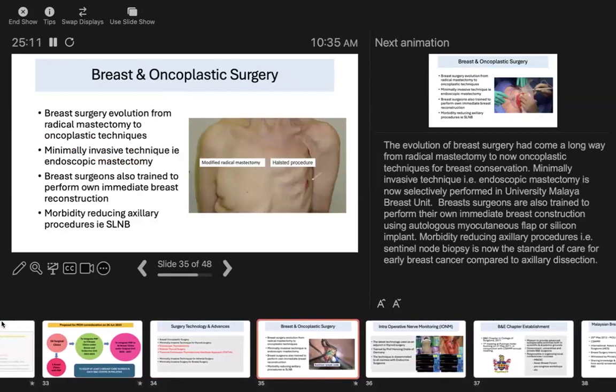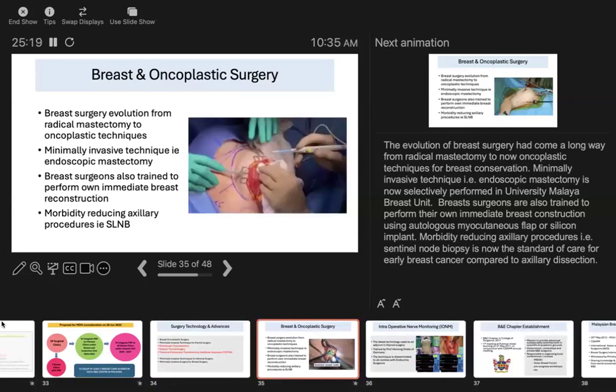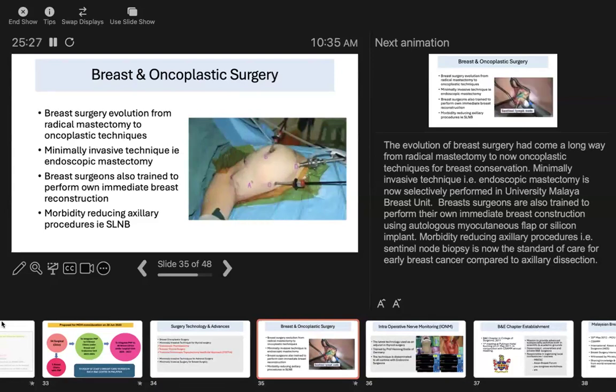The evolution of breast surgery has come a long way from radical mastectomy to modified radical mastectomy, and now we have oncoplastic techniques to preserve the breast in a cosmetically acceptable way. And we now have minimally invasive techniques such as endoscopic mastectomy, which is being popularized by Professor Simi Hong as well as Prof. Sunita.